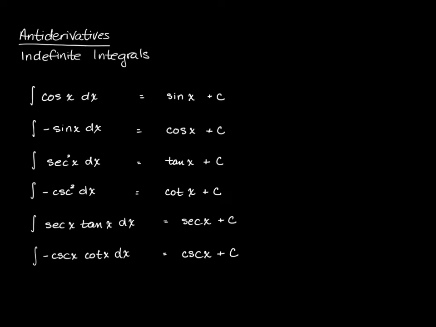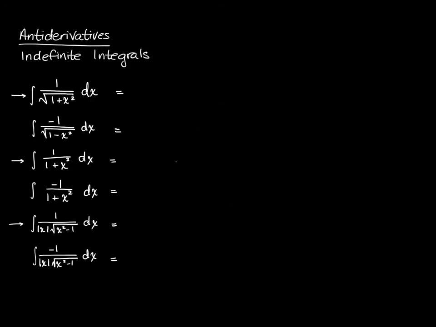I'm going to add just a few more to this list. These last few, for now, are integrals of inverse trigonometric functions. The first one, the integral of 1 over the square root of 1 plus x squared, is the sine inverse of x plus c. In other words, the derivative of the inverse sine function is 1 over root of 1 plus x squared. The antiderivative, or the integral of 1 over 1 plus x squared, is tangent inverse.